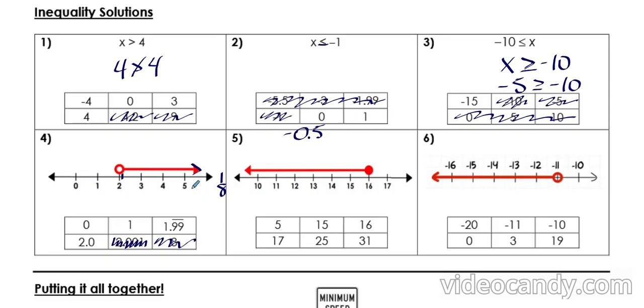Anything bigger than 2. This is anything less than or equal to 16. So 16 is going to be included. Anything smaller, 15, 5, somewhere off in that direction, is also included in that arrow. X is less than -11. All the numbers smaller than -11, that's just -20. -11 is not included because it's an open circle.